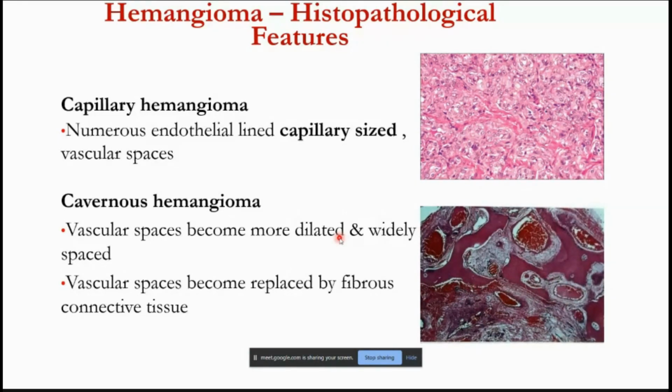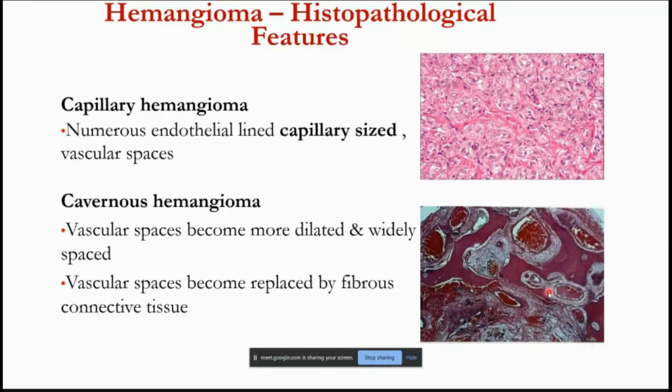And cavernous, the name itself says, cavernous means huge spaces. The vascular spaces in this type of hemangioma are more dilated and widely spaced. As you can see, all this red is the hemorrhage, the red blood cells, indicating that it's a blood vessel. Sometimes these vascular spaces become replaced by fibrous connective tissue. Maybe this could be an example of that.